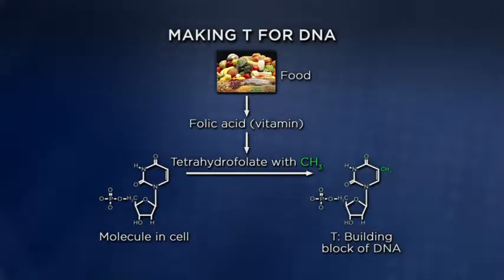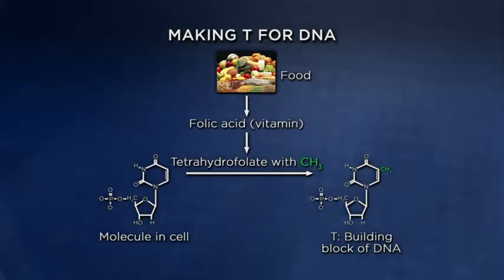And in the conversion of this molecule of the cell to T in DNA, only one chemical change happens. You don't need to be a Nobel Prize winner here to look at the difference between this substance and this substance. The difference is adding a CH3 group. So the vitamin carries the CH3 group and hands it off to that precursor molecule, and now you've got T. Great.